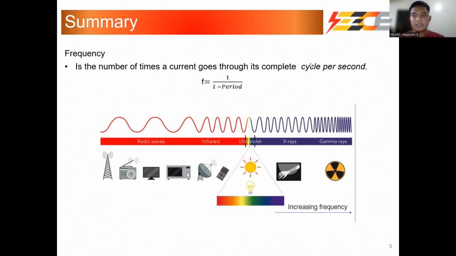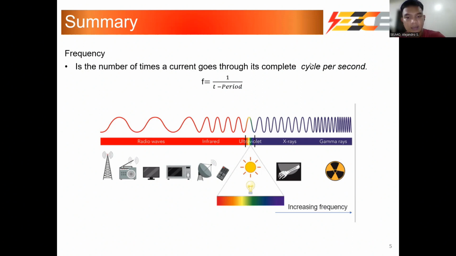So next we have the frequency. The frequency is the number of times a current goes through its complete cycle per second. So in mathematics, it is expressed by f is equal to 1 over T, where T is the period. So here is an example of an electromagnetic spectrum that measures the frequency. You see the wavelength there at the top. So the explanation for this is as the wavelength gets smaller and smaller, the frequency increases.